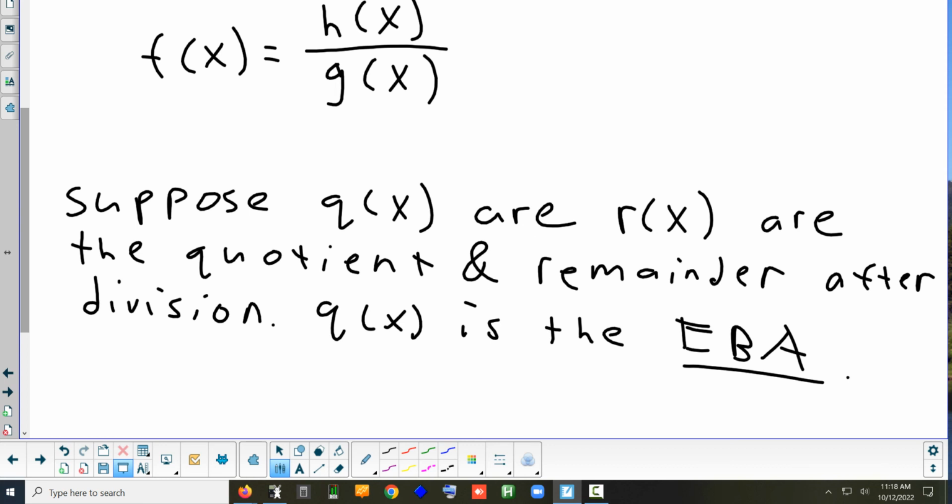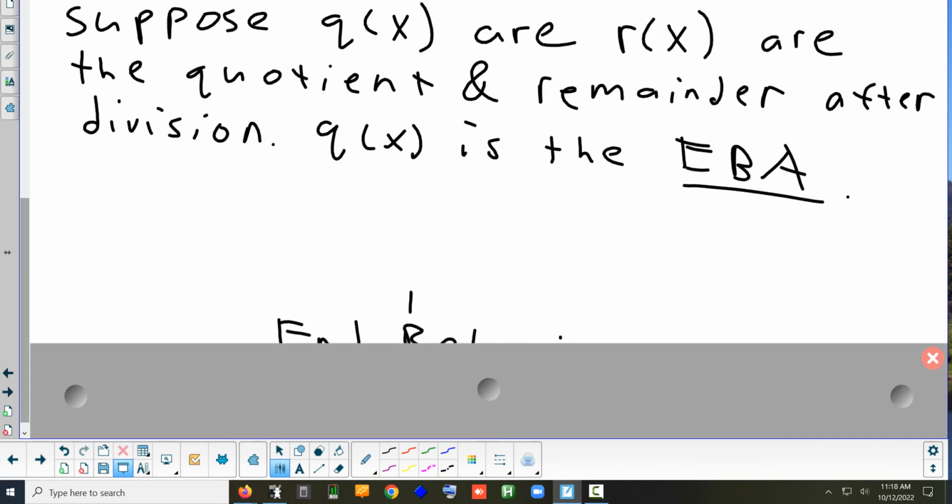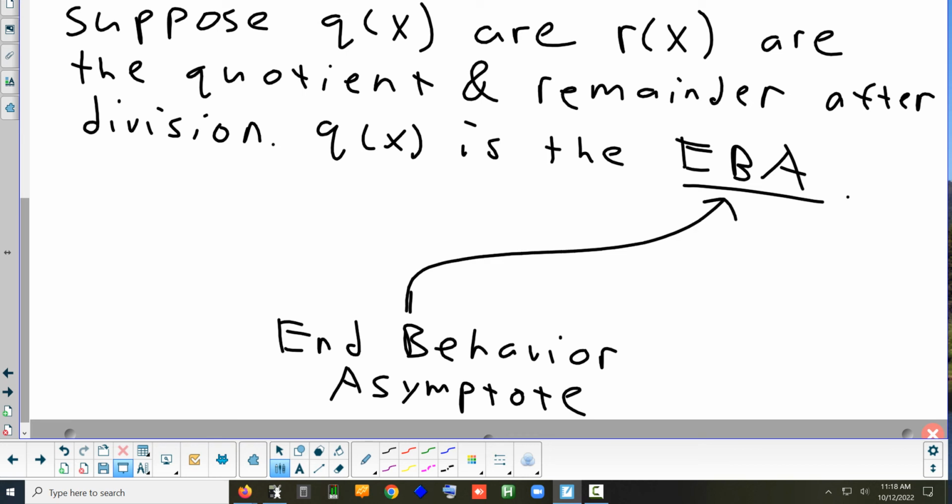So it's nothing new. It's doing something we've done before, which is division. We're just calling the quotient something different. The quotient is the EBA. So do your division, long or synthetic, and write down the quotient if you're asked for the EBA. Even if there's a remainder? The remainder doesn't matter. Okay. That's what EBA stands for. Just one more reminder about that. And the remainder ends up being insignificant when x gets larger and larger and larger.